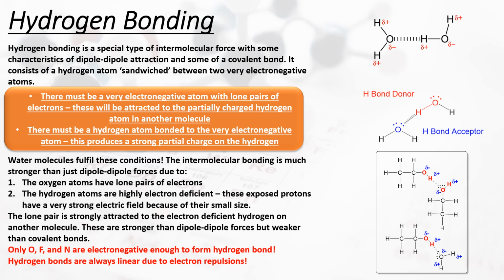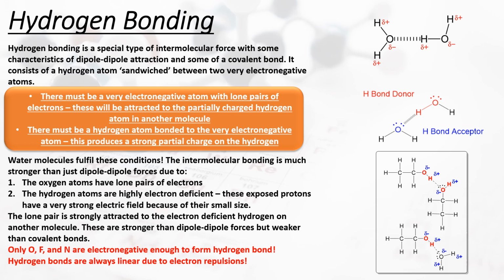It acts between molecules. It consists of a hydrogen atom that is sandwiched, essentially stuck, between two very electronegative atoms. Now, for this to work, to have hydrogen bonding, there must be a very electronegative atom with lone pairs of electrons. We have our very electronegative atom, therefore it will be delta negative, and this will be attracted to the delta positive, the partially positively charged hydrogen in another molecule. Again, that electrostatic attraction. And there must be a hydrogen atom bonded to that very electronegative atom that will produce a very strong partial positive charge on the hydrogen, that delta plus.